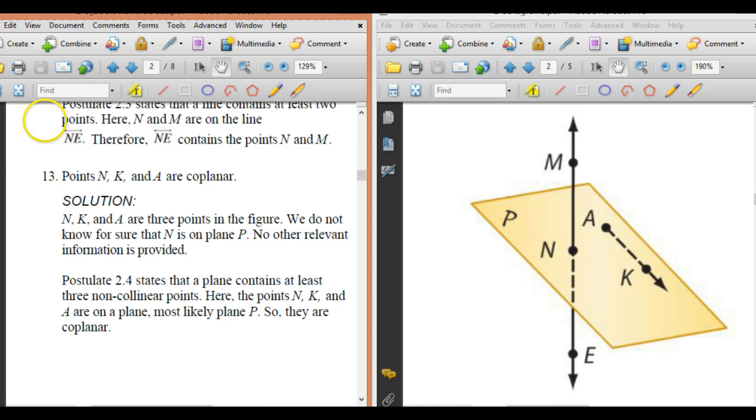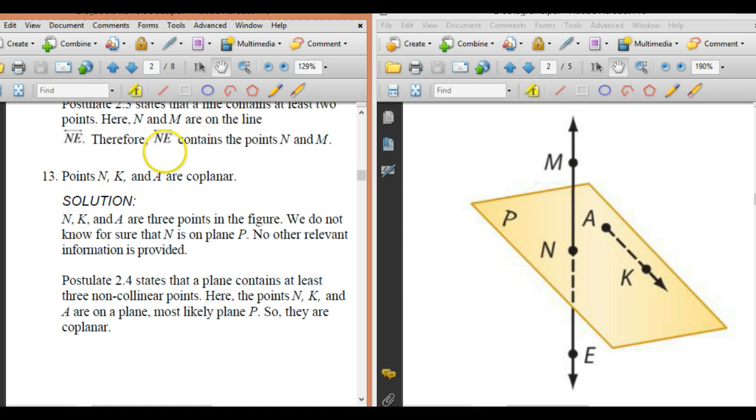13. State a postulate to show that points N, K, and A are coplanar, or on the same plane. N, K, and A are 3 points in the figure. So let's see, N, K, and A. There they are. We did not know for sure that N is on plane P. No other relevant information is provided. Postulate 2.4 states that a plane contains at least 3 non-collinear points. Here, the points N, K, and A are on a plane, most likely plane P, so they are coplanar.